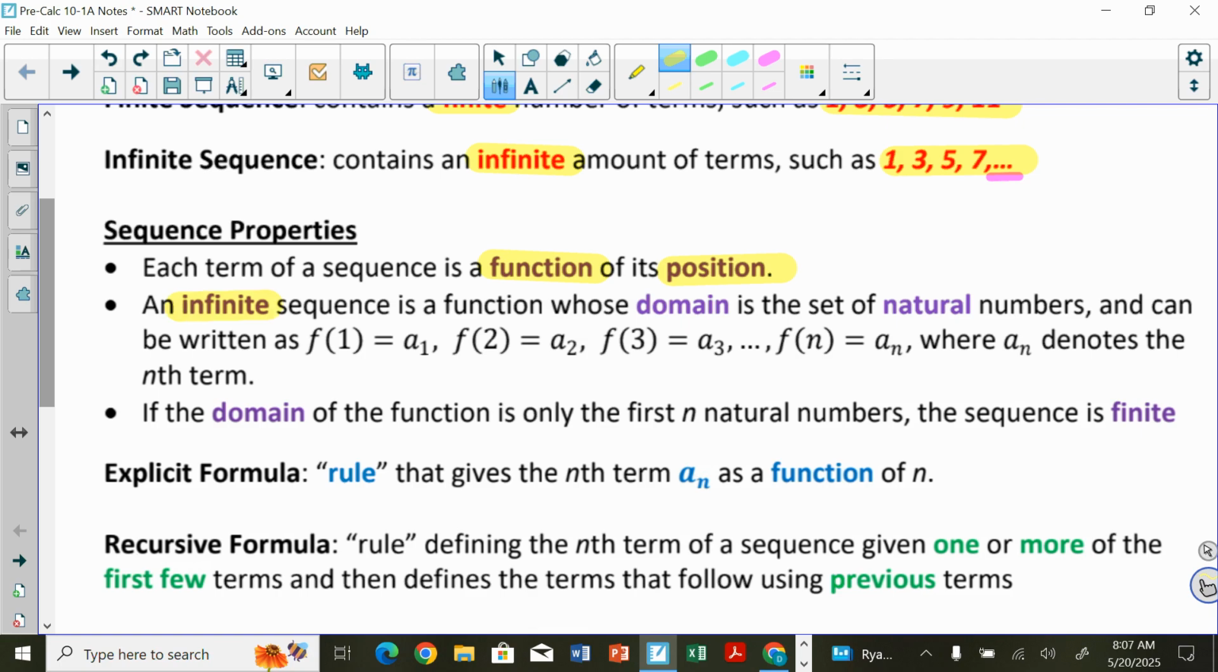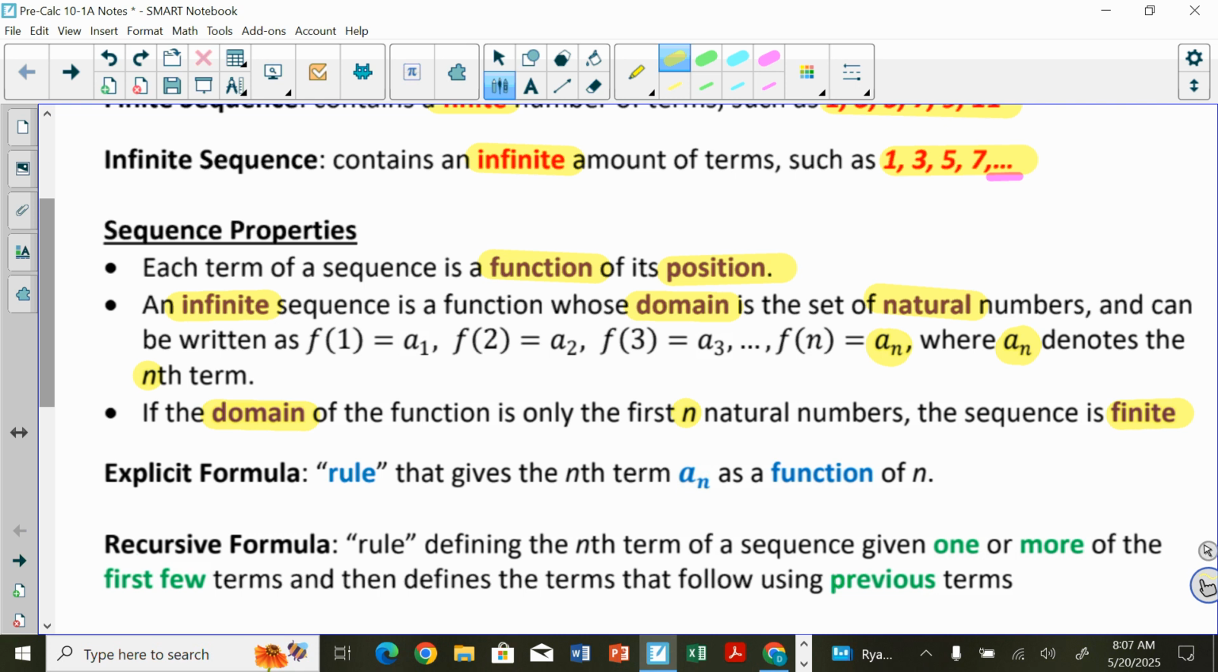So an infinite sequence is a function whose domain is a set of natural numbers and can be written in a sequential formula, where you have f(1) is a1, the next would be a2, a3, and so on, where a_n denotes the nth term. So we could pick any number and put it in for n, and it should work as the function. If the domain of the function is only the first n natural numbers, if we have a set limit on it, then we would call it a finite sequence.